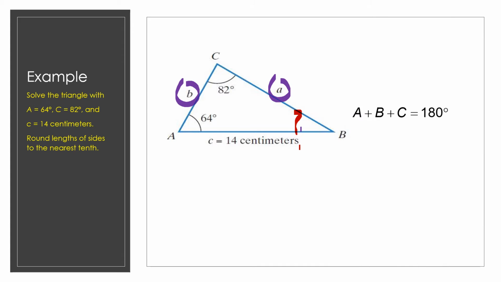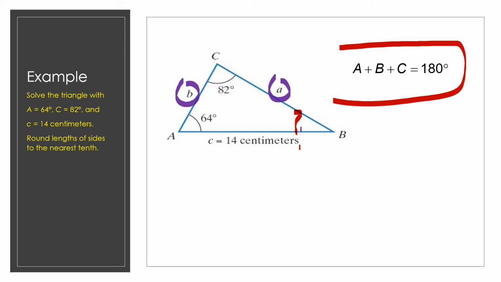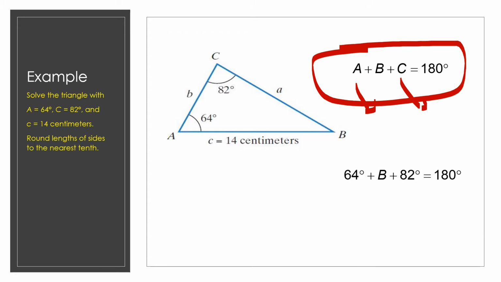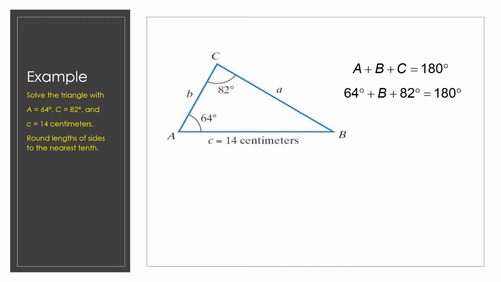So first we can find angle B by using the fact that the sum of angles in any triangle is equal to 180. So we don't need to use the law of sines here to find angle B. I have 2 angles, which is A and C, so I can solve for B. So by solving for B, B is 34.